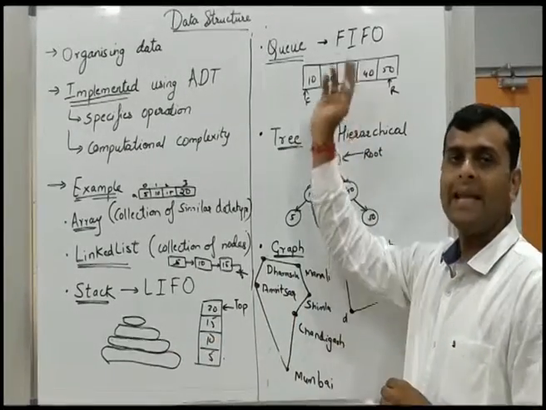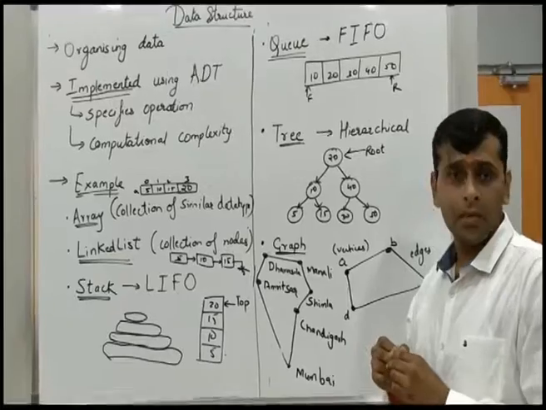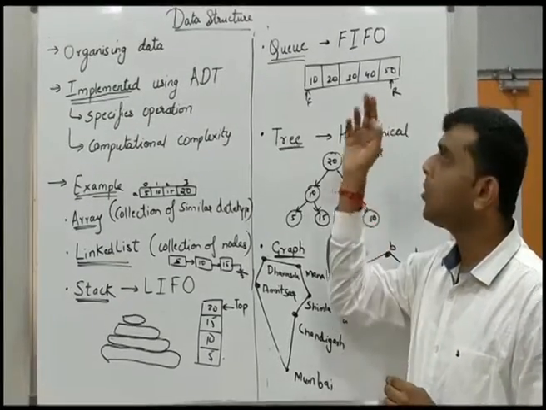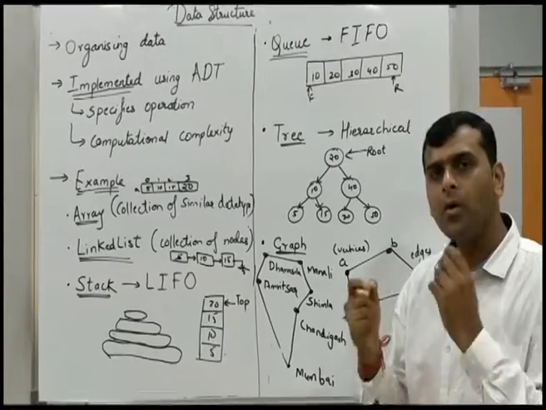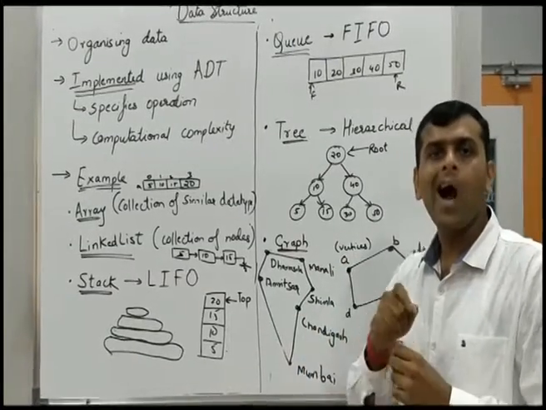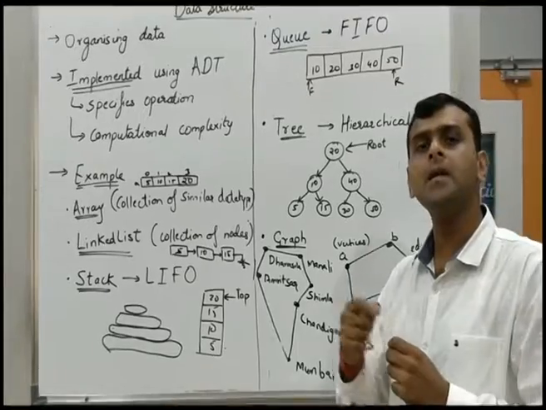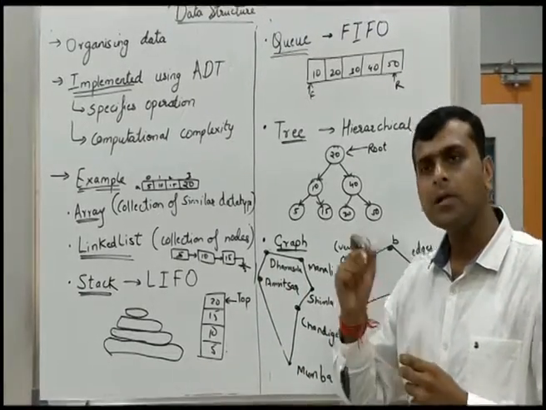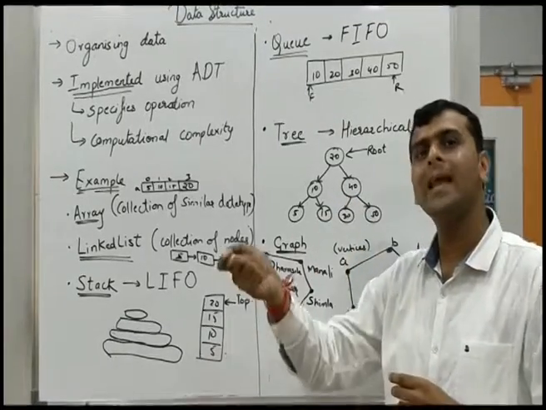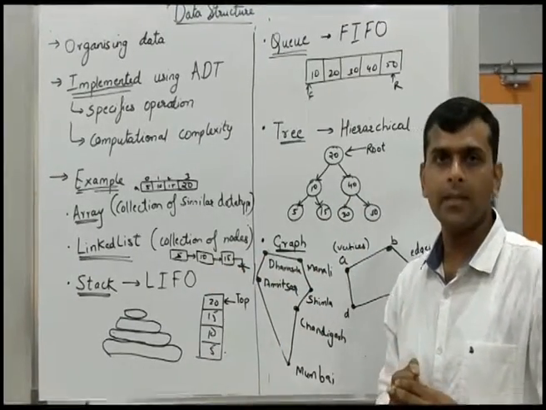Let's move to the second data structure. Important one is queues. So a queue follows the first in, first out format. So the one who is in first will be out first. For example, we are standing in a queue for taking a ticket, say in a railway system. Now the person who is first in the queue will get his first chance to get the ticket.